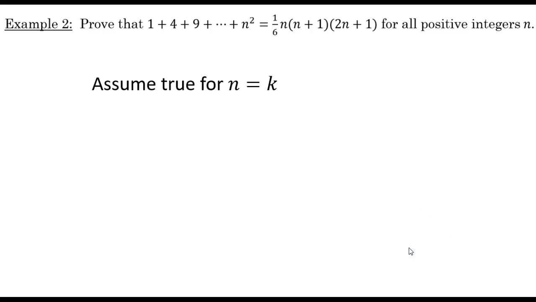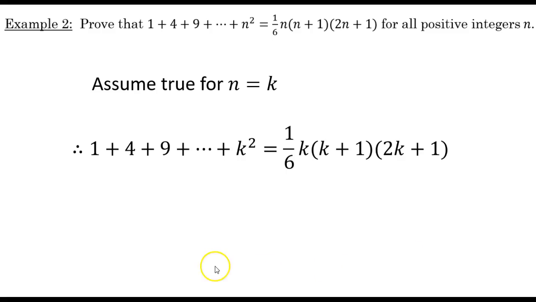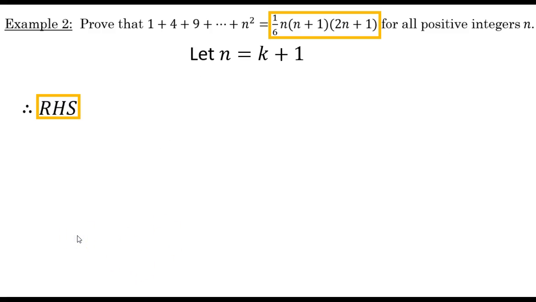Now we assume it's true for n equals k, and really here we just do a substitution, so that we can generate a substitution later on. For these sorts of questions, we should expect that we're going to take the right-hand side here, and substitute that into the left-hand side of the next expression with n equals k plus 1.